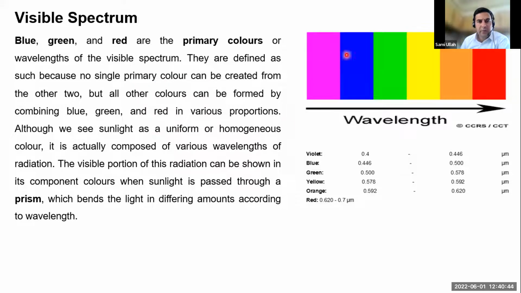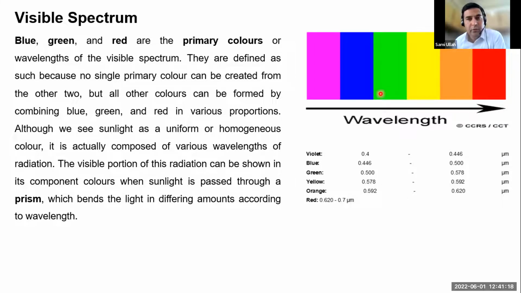If you have a look at this visible spectrum, as I told you before, this is the ultraviolet, which has the shortest wavelength. You see here the shortest, 0.4. After that, the blue color has 0.446 micrometer of wavelength, and then we have green, and then yellow, and then red. This is the visible spectrum that we are using in remote sensing.